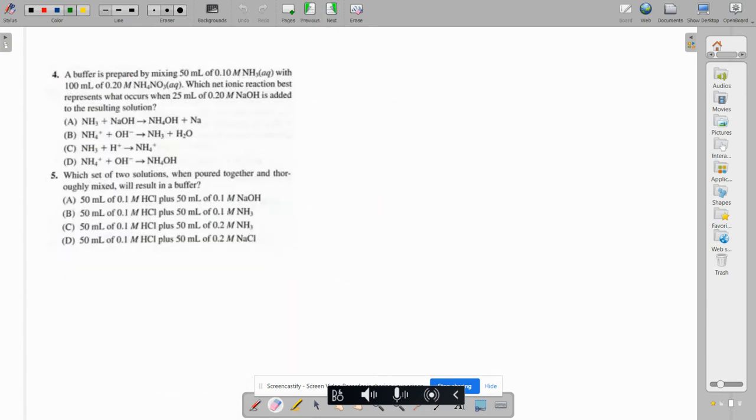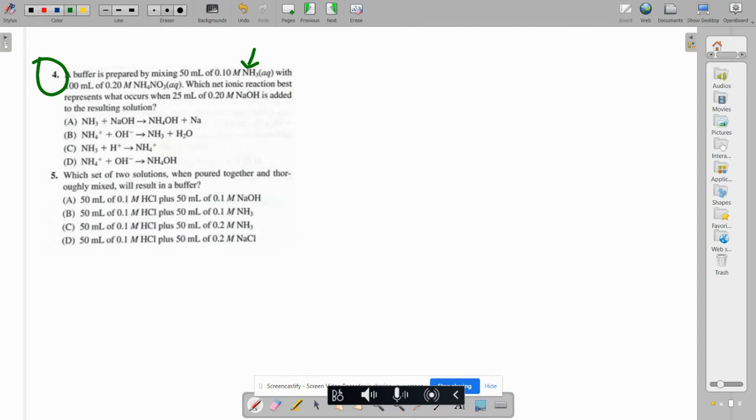Okay? All right, looking good. Let's go on to number 4. Okay, so this one, number 4, says a buffer is prepared by mixing 50 mLs of 0.1 molar NaOH with 100 mLs of 0.2 molar ammonium nitrate.